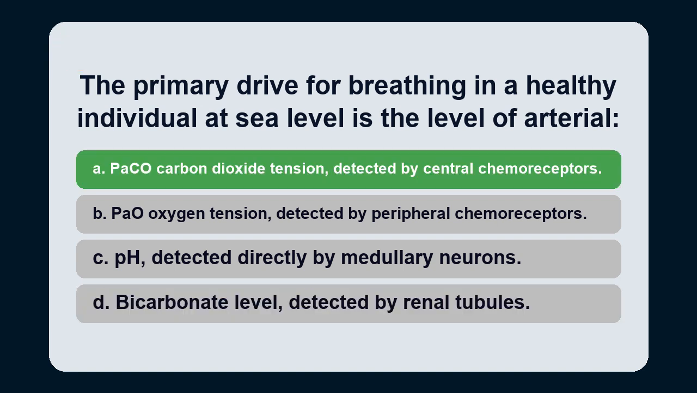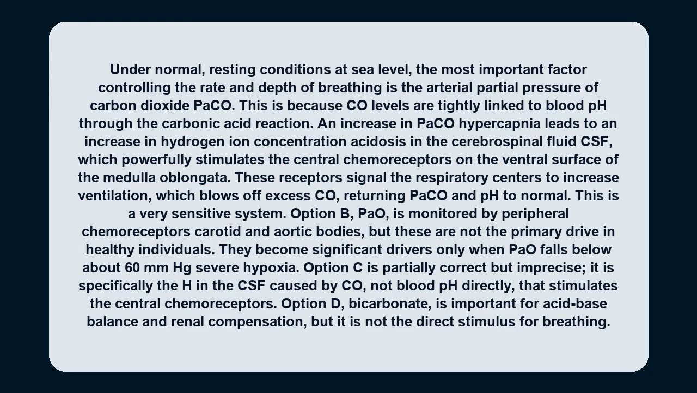The answer is A. Under normal, resting conditions at sea level, the most important factor controlling the rate and depth of breathing is the arterial partial pressure of carbon dioxide, PaCO2. This is because CO2 levels are tightly linked to blood pH through the carbonic acid reaction. An increase in PaCO2, hypercapnia, leads to an increase in hydrogen ion concentration, acidosis, in the cerebrospinal fluid, CSF, which powerfully stimulates the central chemoreceptors on the ventral surface of the medulla oblongata. These receptors signal the respiratory centers to increase ventilation, which blows off excess CO2, returning PaCO2 and pH to normal.